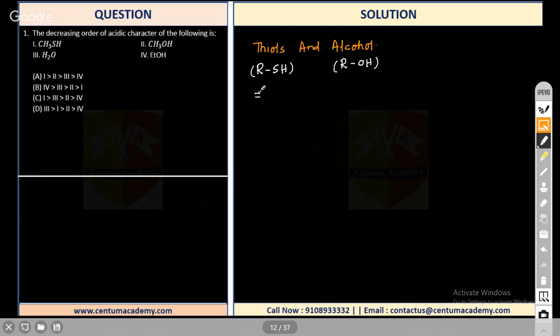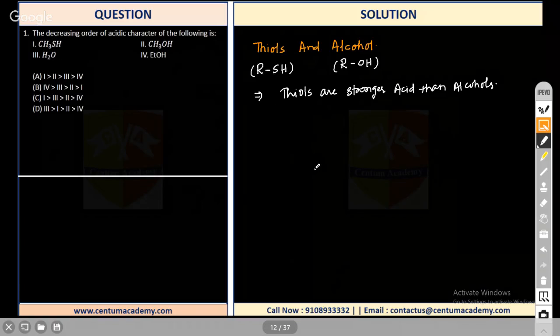Generally, thiols are stronger acids than alcohols. First of all, this you must remember: thiols are stronger acids than alcohols, because oxygen being more electronegative, it is very difficult to lose H plus over here in comparison with this RSH. So thiols are the stronger acid than alcohol. So obviously, if you see the option, the first is the most acidic compound we have here.